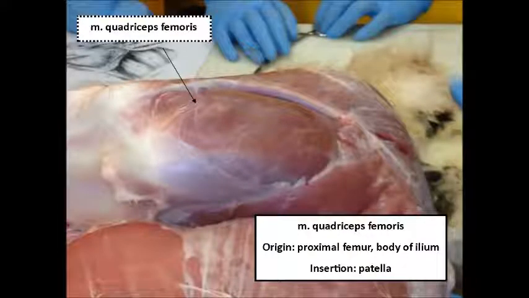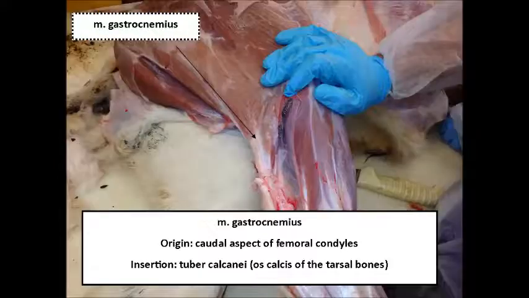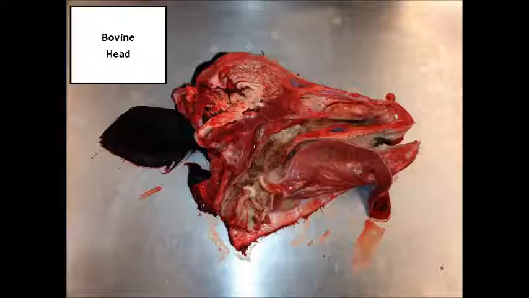The quadriceps femoris originates in the proximal femur and the body of the ilium and inserts in the patella. This enables the extension of the stifle and the flexion of the hip. The gastrocnemius muscle originates in the caudal aspect of the femoral condyles and inserts in the tuber calcaneus, allowing hock extension.